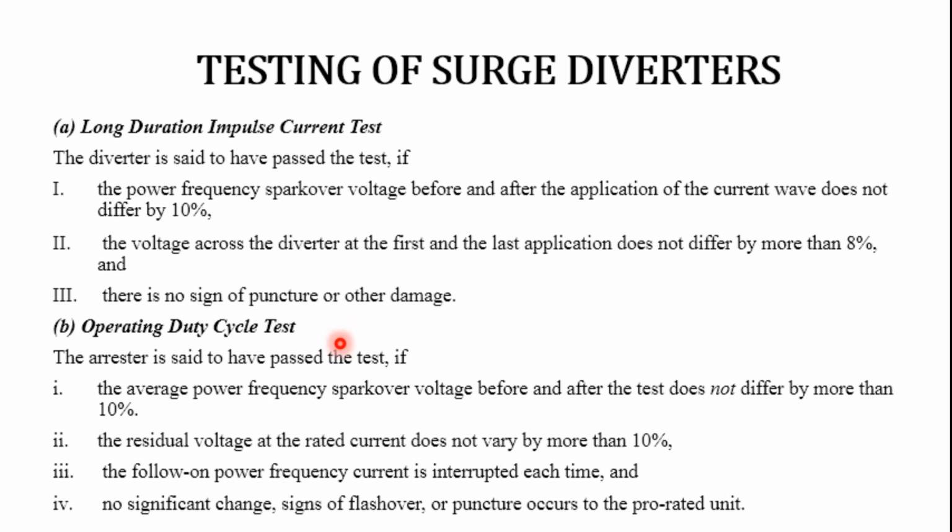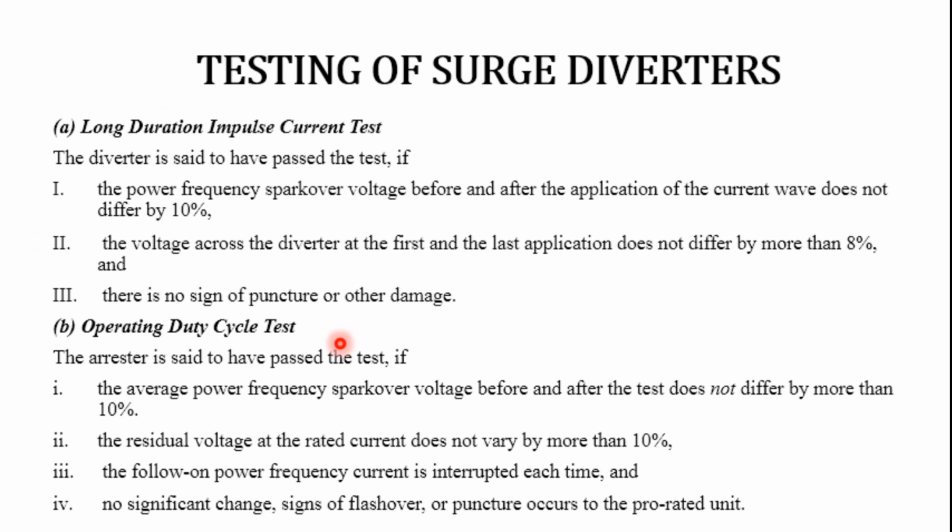In the course of applying the current wave, if the power frequency voltage is reduced during the flow of the current, it can be compensated up to a maximum value of 10% of the overvoltage. The time interval between each application is about 1 minute, and between successive groups it is about half an hour.